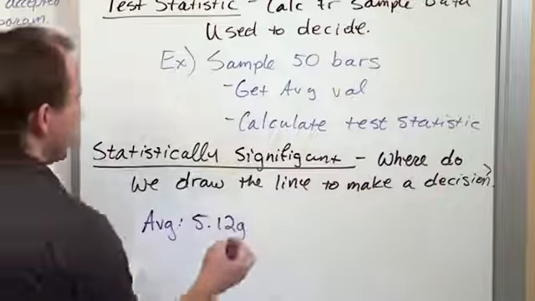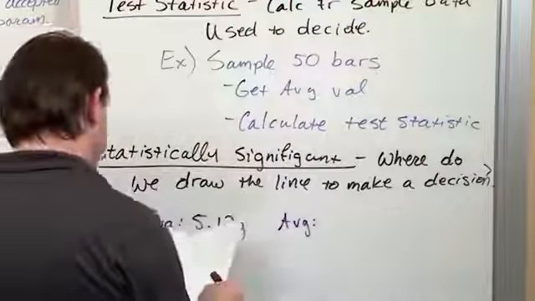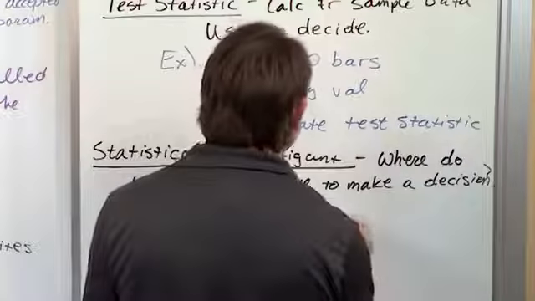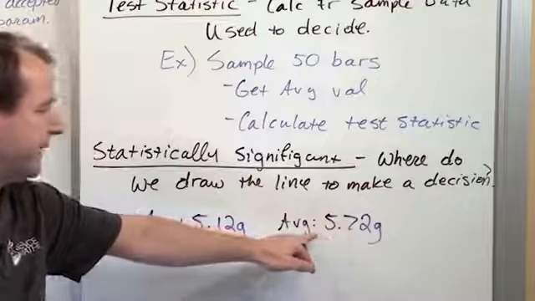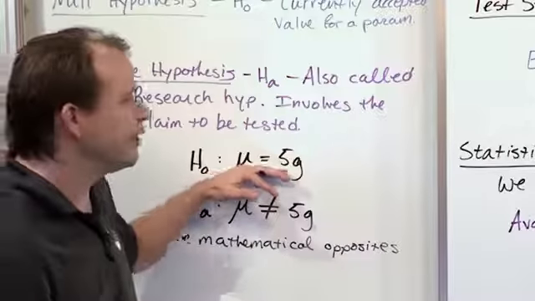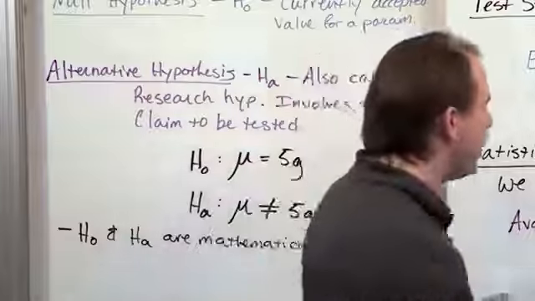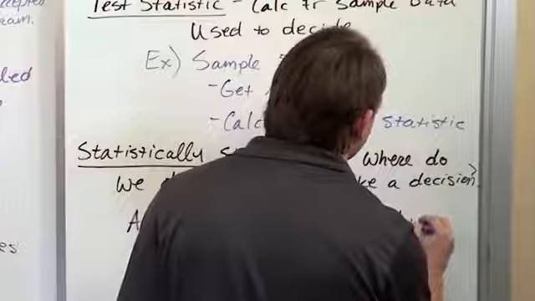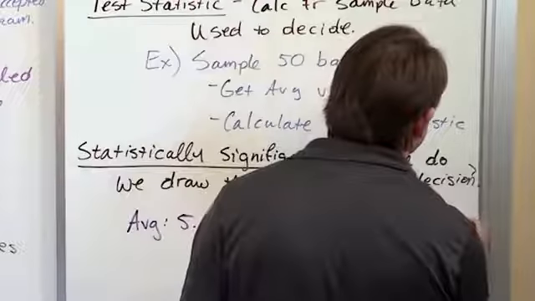Now, what if a different guy does it on Wednesday and samples 50 bars, and he gets 5.72 grams. Now this is no longer close to 5. This is closer to 6 grams. So I'm starting to feel uncomfortable that this null hypothesis is true. I'm thinking maybe I should reject it. And what if one guy on Friday takes 50 bars and gets an average of 7.23 grams?